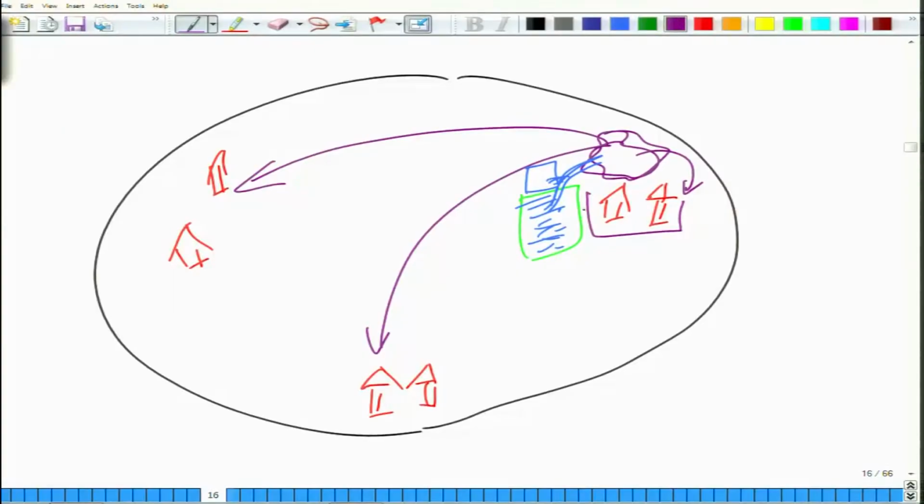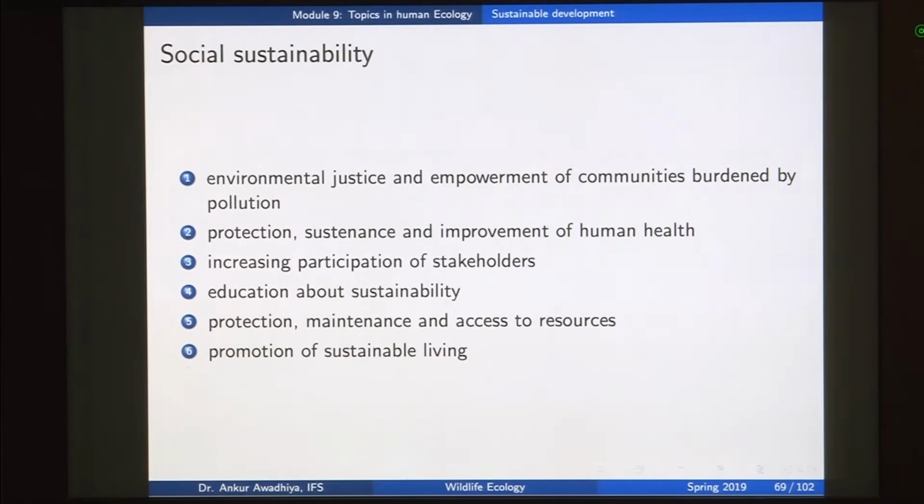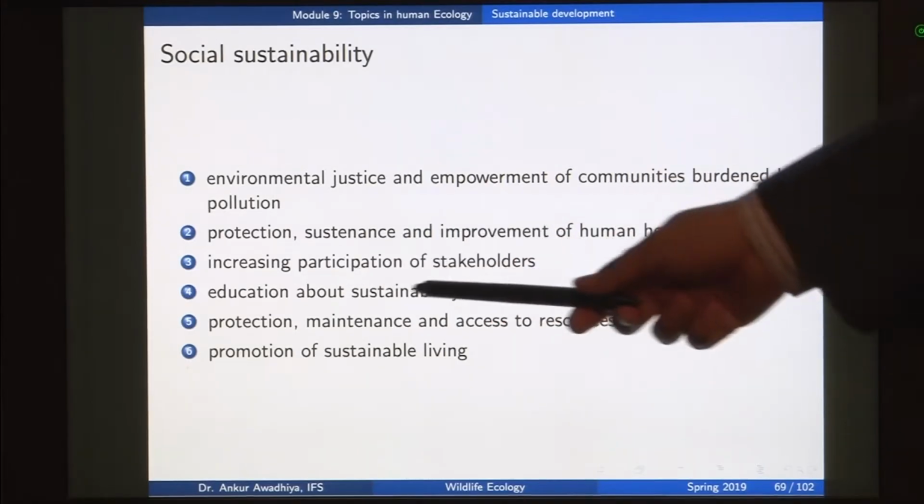Now, if the people of this community were empowered, if they were given such powers that they were able to direct the company or influence its decision making, these people might prevail on the company and say, if you want to carry on mining any further, you will have to set up this facility because you are polluting our fields and our water bodies. So, empowerment can bring about a lot of changes and lead to a lot of good for the environment as well. So, we talk about increasing the participation of stakeholders.